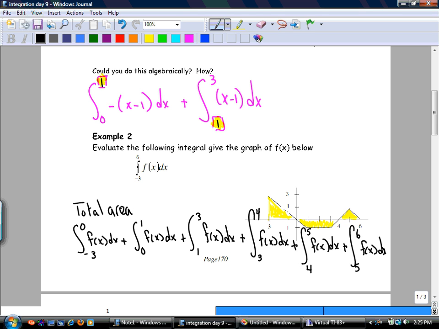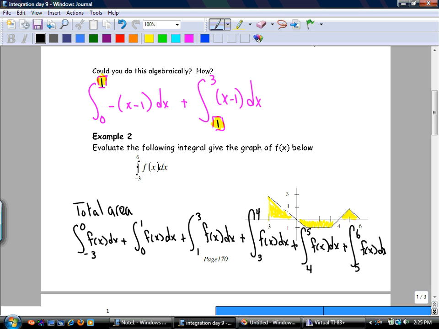That's where it cuts the x-axis. Also, where it corner points, where it changes. So whenever you cut the x-axis or change corner points, you need to write another integral statement. A lot of work to do, isn't it?